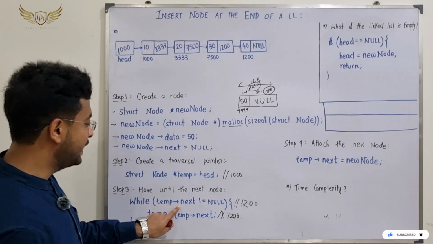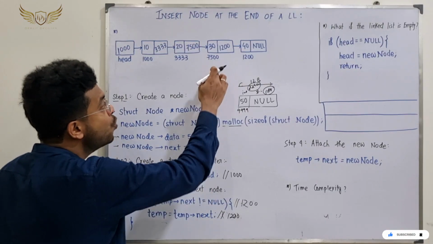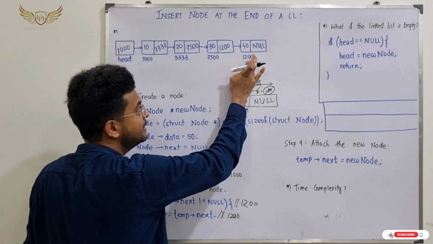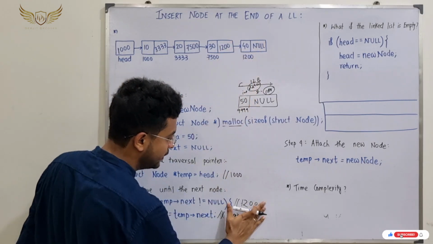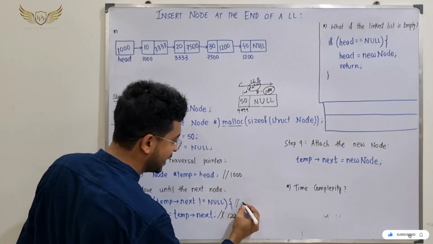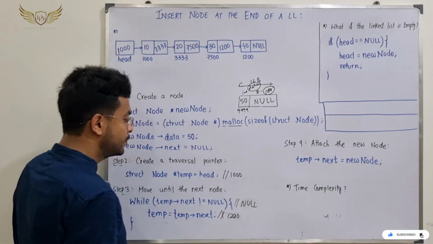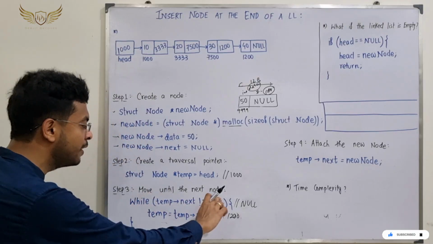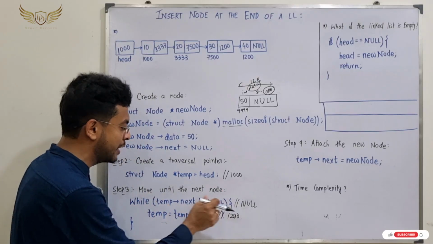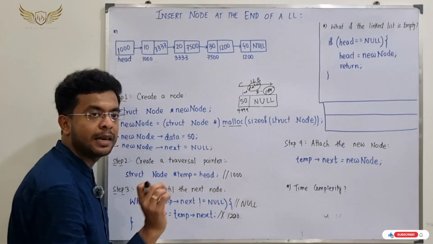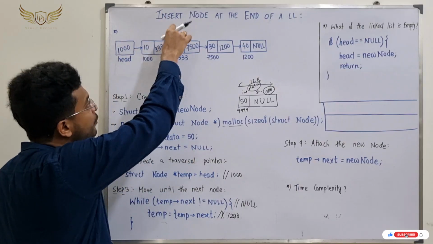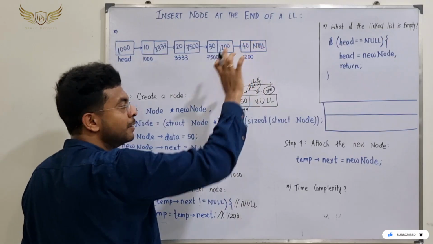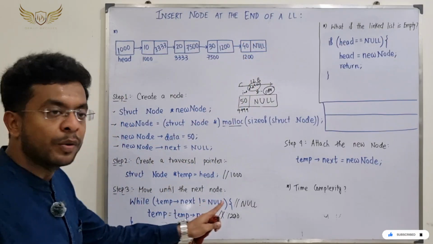Now it goes again and it checks temp arrow next not equals to null. So what is temp arrow next? See, go to 1200 memory location and see which is at next part, that is null. So this temp arrow next becomes null. So this condition doesn't satisfy right now, because this while loop will run until temp arrow next not equals to null, but now temp arrow next is equals to null. So it was moving until it was finding temp arrow next is equals to null. So it has found. So now it will not go inside this.